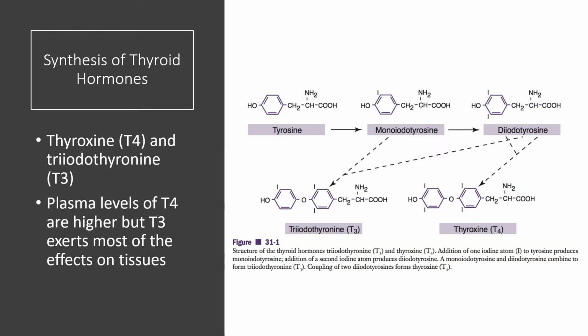T4 is a precursor to T3, and the conversion of T4 to T3 takes place in the peripheral tissues. Regardless of which hormone may ultimately affect cellular metabolism, both T4 and T3 are needed for normal thyroid function. Even though the plasma levels of T4 are higher than T3, and T4 is going to be the one exerting most of the effects on the tissues, both of these hormones are really important for the maintenance of normal thyroid function.